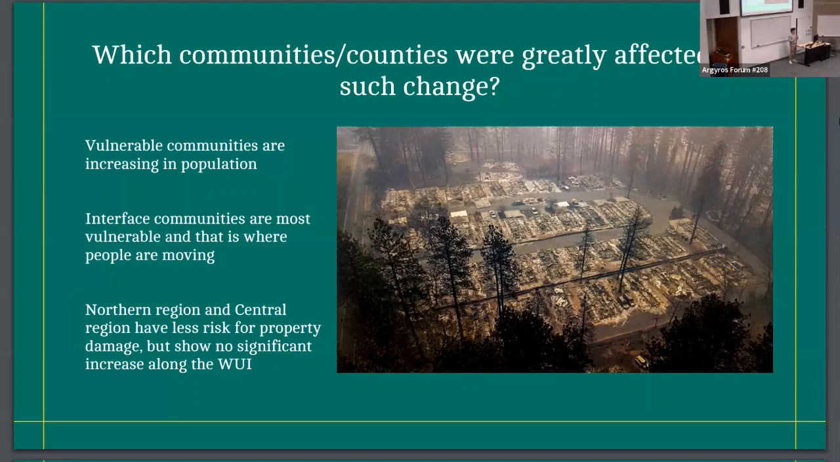In my mind, people are wanting that private property. People are wanting that space to be able to live where they want to live, and they aren't interested in what could be the possible repercussions for that sort of private land that they have. Northern region and central region have less risk for property damage considering where that property damage is occurring, and that's not where people are going. Urban sprawl is very prevalent today, and it still is. That is not something that we should necessarily be prioritizing when it comes to wildfire risk.